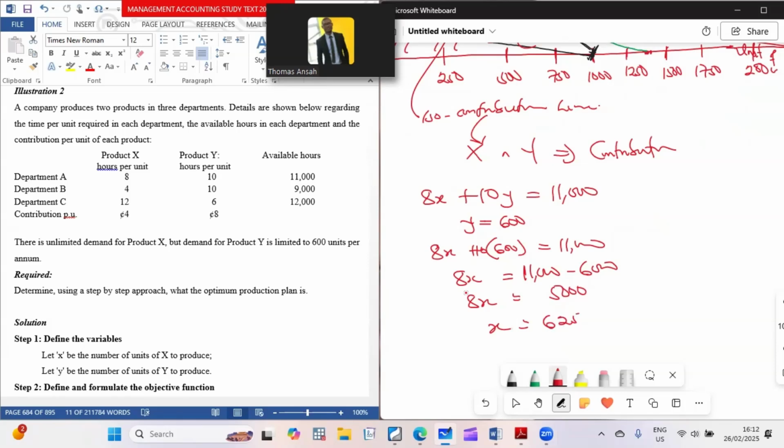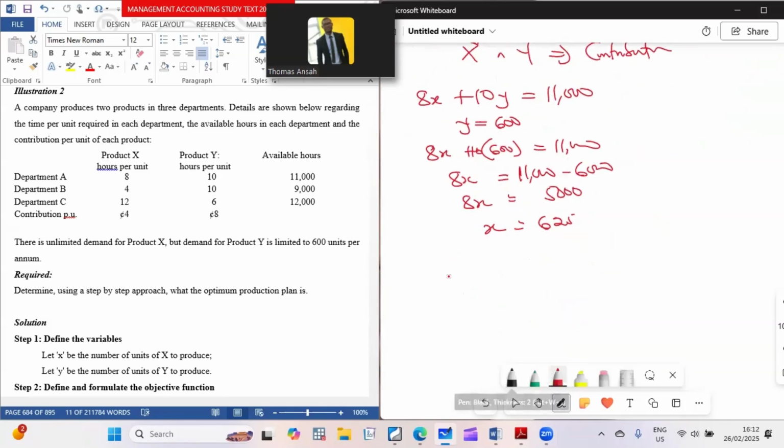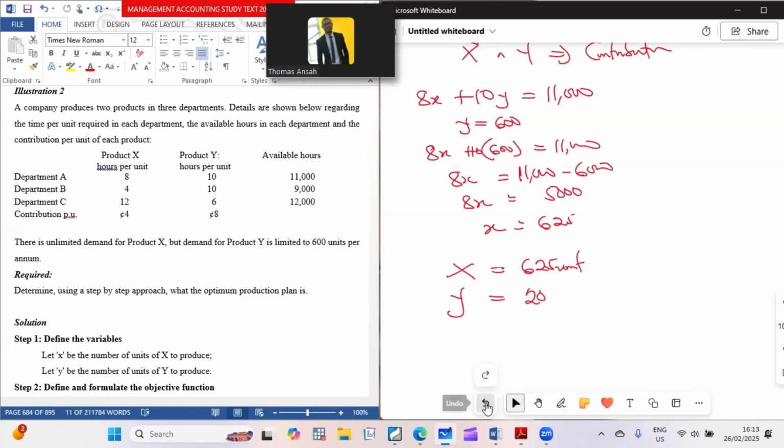So meaning that my optimum production line is to produce 625 units of product X and 600 units of product Y, because that is what it is. So X will be 625 units. Y is what the demand is limited to, 600. So that is what I have. Okay, so basically this is it.